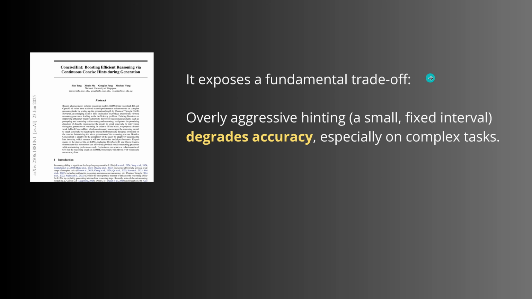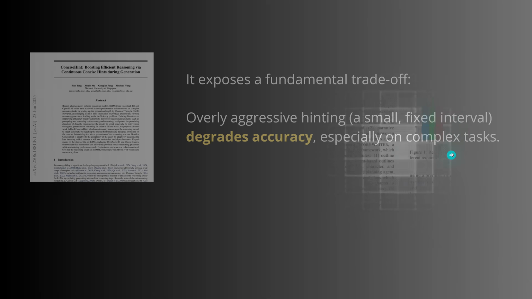And they found, well, we even have a fundamental trade-off. Because if you overdo it, if you're overly aggressively hinting, the accuracy degrades. The accuracy goes down, especially on really complex tasks, because the model gets so much redundant information that the reasoning capability is reduced. Great.